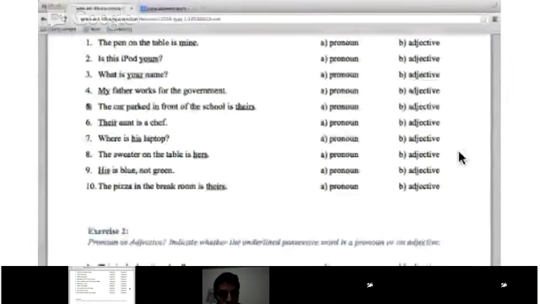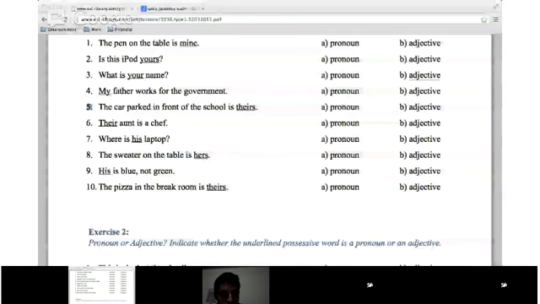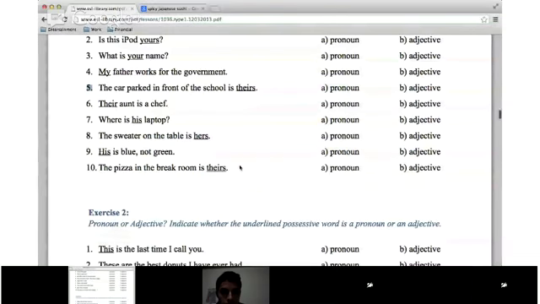All right, number 5. Number 5 is for Java. The car parked in front of the school is theirs. Is a pronoun. Yes, it's a pronoun. Excellent. We have the S at the end of theirs, and it is also following a form of the verb to be. Good job.